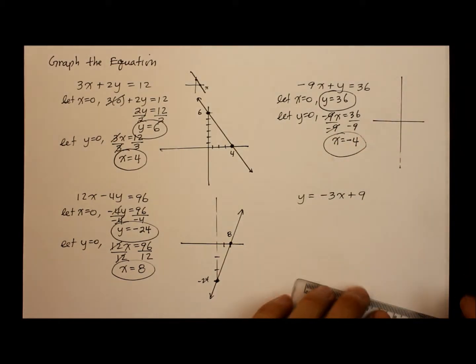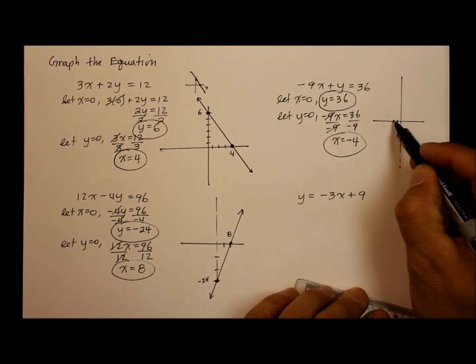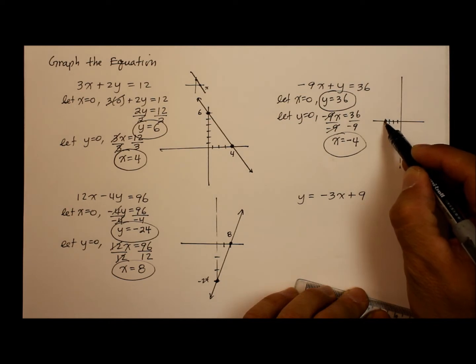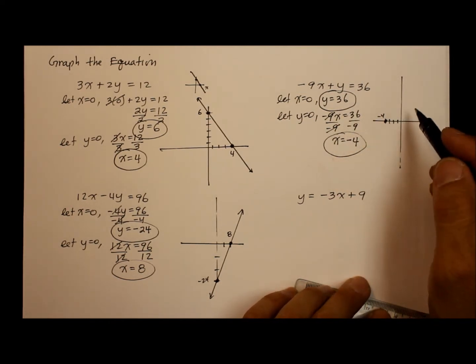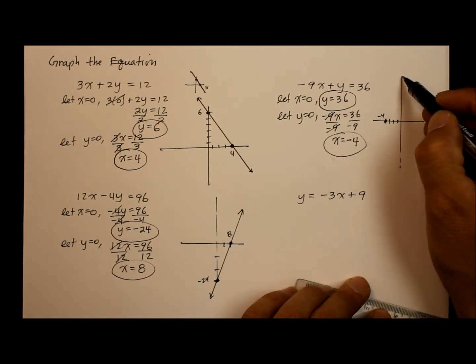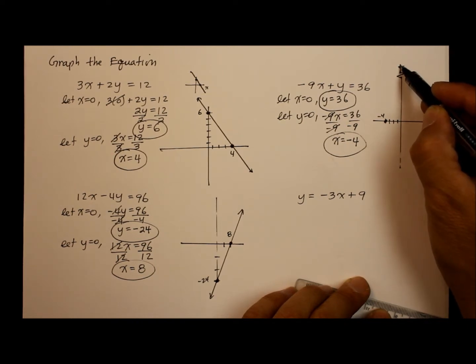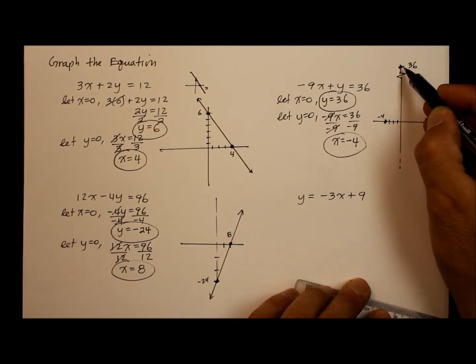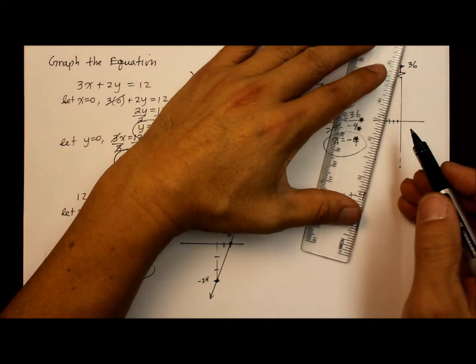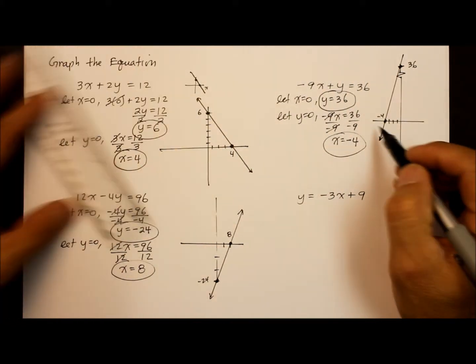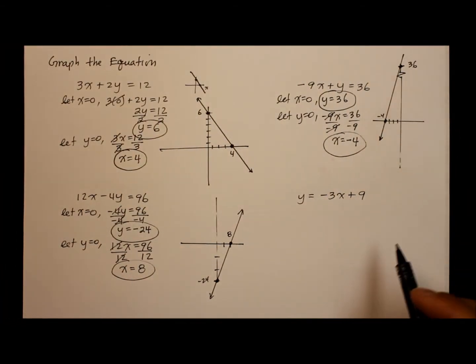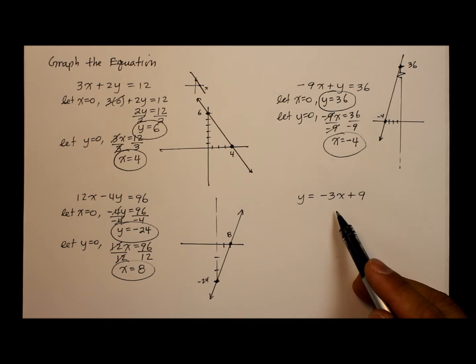Again, x is 1, 2, 3, 4. Bam! Negative 4. Y, 36. So let's just say somewhere here, up here. Okay? 36. Way up there somewhere. So if I draw it, this time we're going to have a line going upward from left to right. Okay? And finally this one, go ahead.